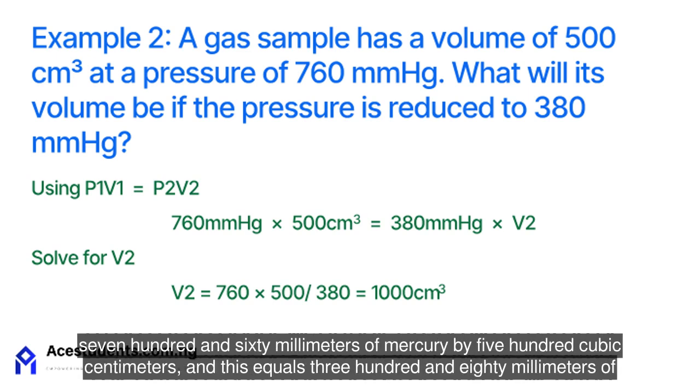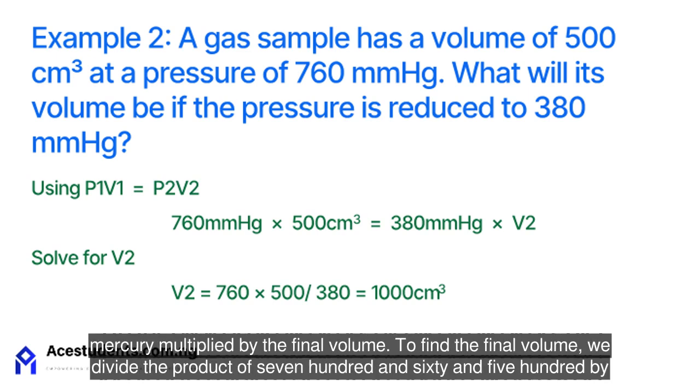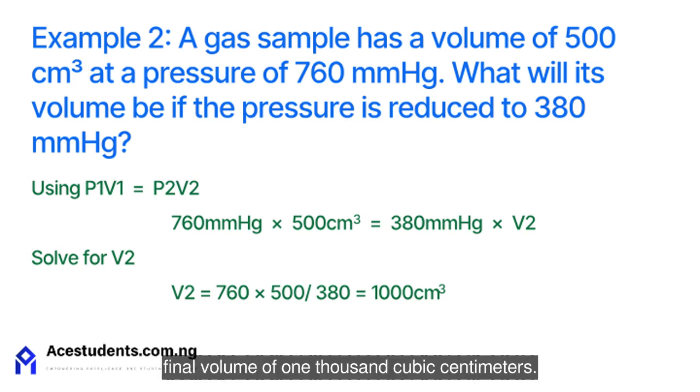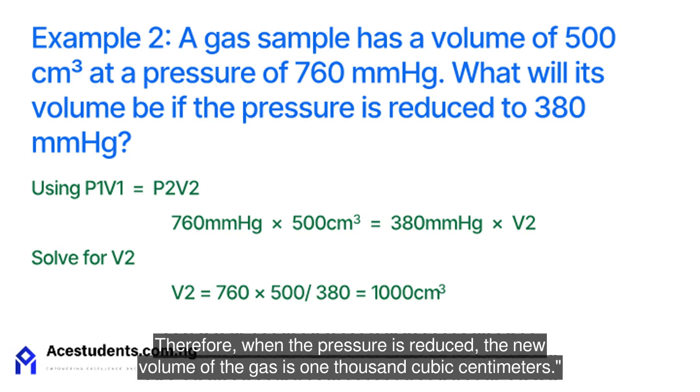Substituting the given values, we multiply 760 millimeters of mercury by 500 cubic centimeters, and this equals 380 millimeters of mercury multiplied by the final volume. To find the final volume, we divide the product of 760 and 500 by 380. This calculation gives 380,000 divided by 380, resulting in a final volume of 1,000 cubic centimeters. Therefore, when the pressure is reduced, the new volume of the gas is 1,000 cubic centimeters.